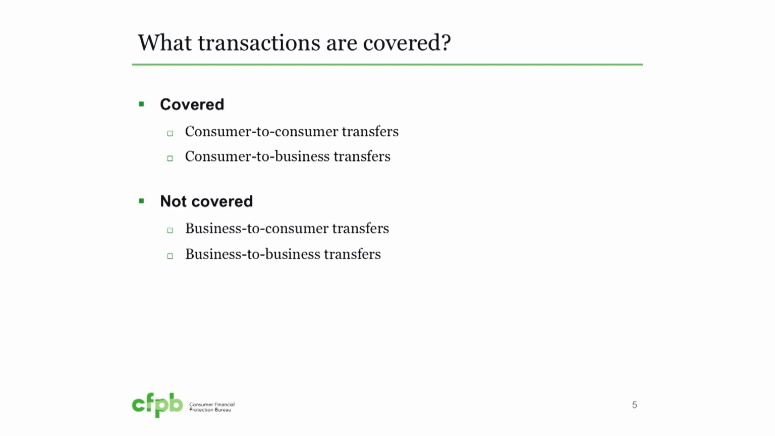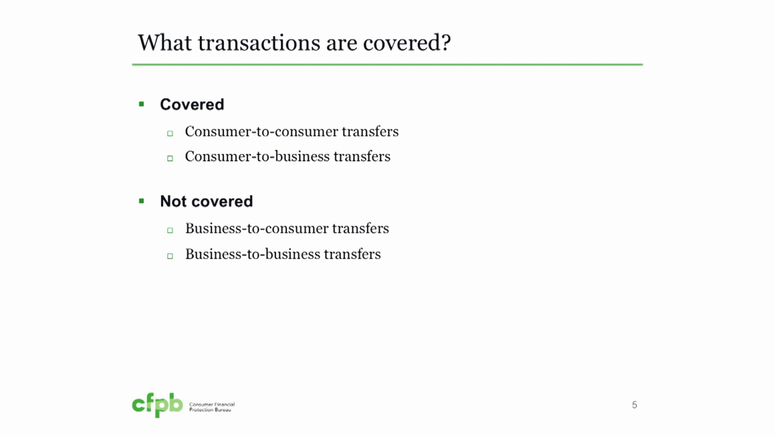Now, continuing to talk about what transactions are covered by the remittance rule, the Bureau has also received a number of questions about the applicability of the rule to transfers from business accounts. Generally speaking, the rule covers consumer-to-consumer transfers and consumer-to-business transfers. However, because there needs to be a sender, that is, a consumer, the rule does not cover business-to-consumer or business-to-business transfers. Staff also believes that the rule does not apply to transfers from sole proprietor accounts.